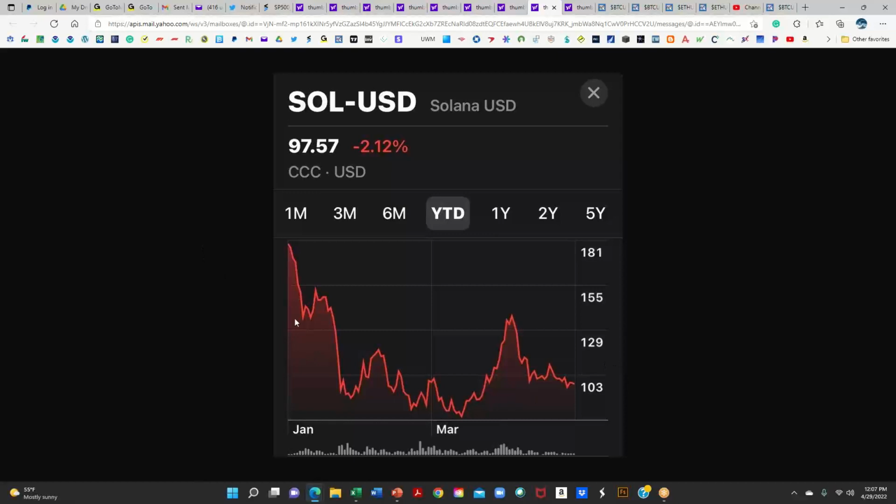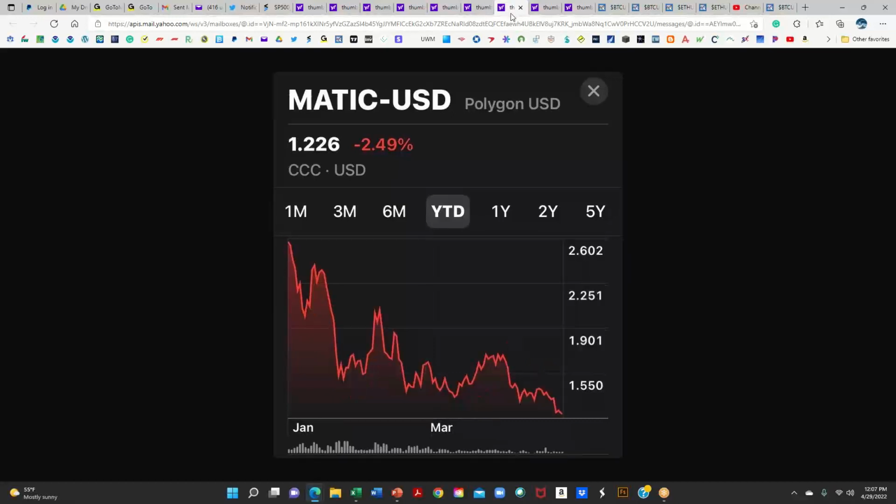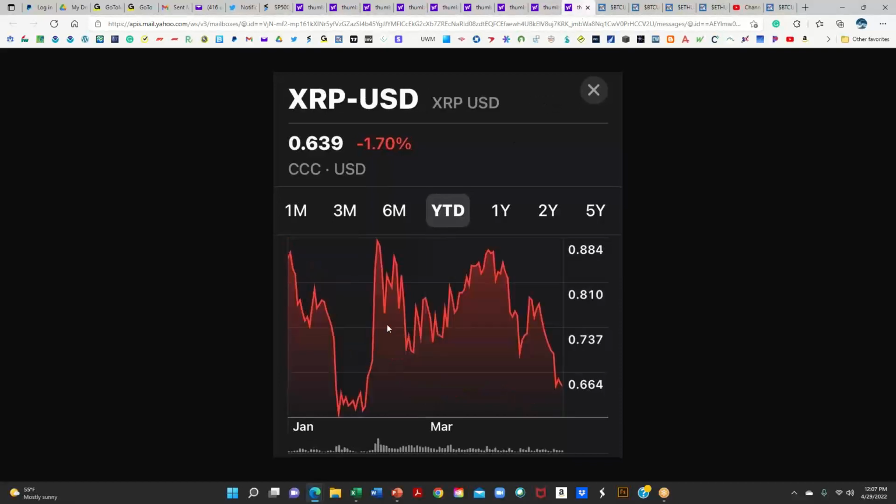And again, we can see the trend over the year so far is down. This one has definitely done more damage than Bitcoin. Bitcoin is always the 800-pound gorilla in the room. Same for Polygon, much more damage this year.